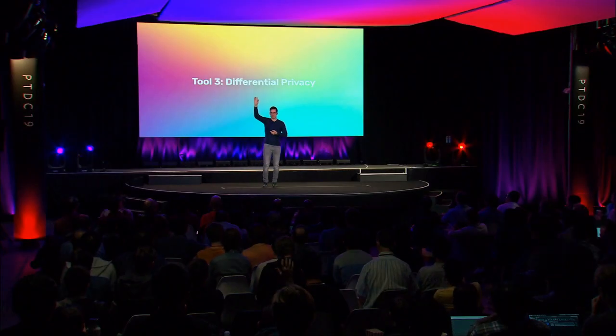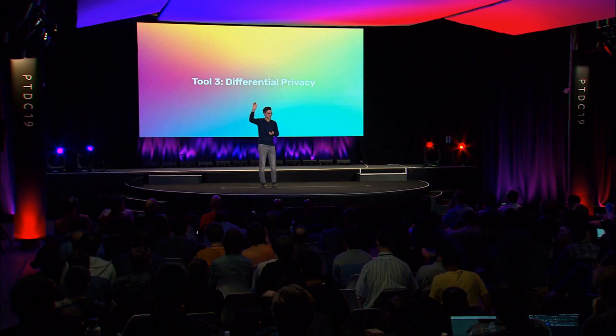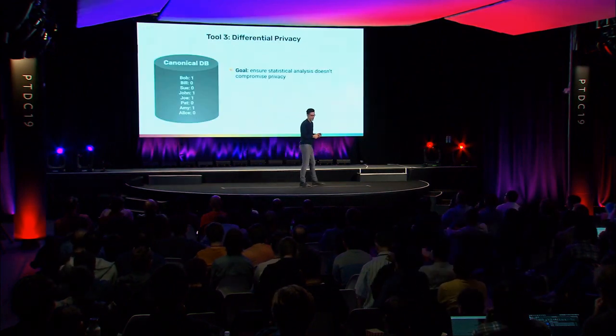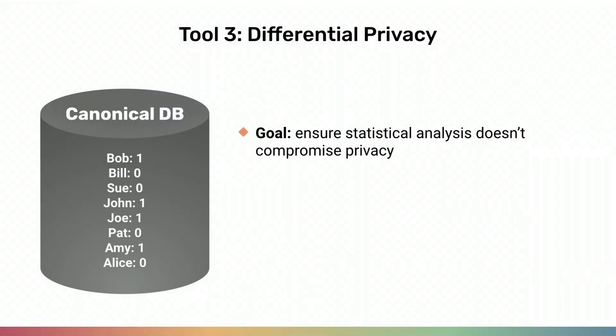Differential privacy, has anyone come across this before? OK, cool. All right, quite a few people. That's great. So I'm going to do a quick overview. Differential privacy, simply stated, is a field, a group of mathematical algorithms that try to ensure that statistical analysis does not compromise privacy.